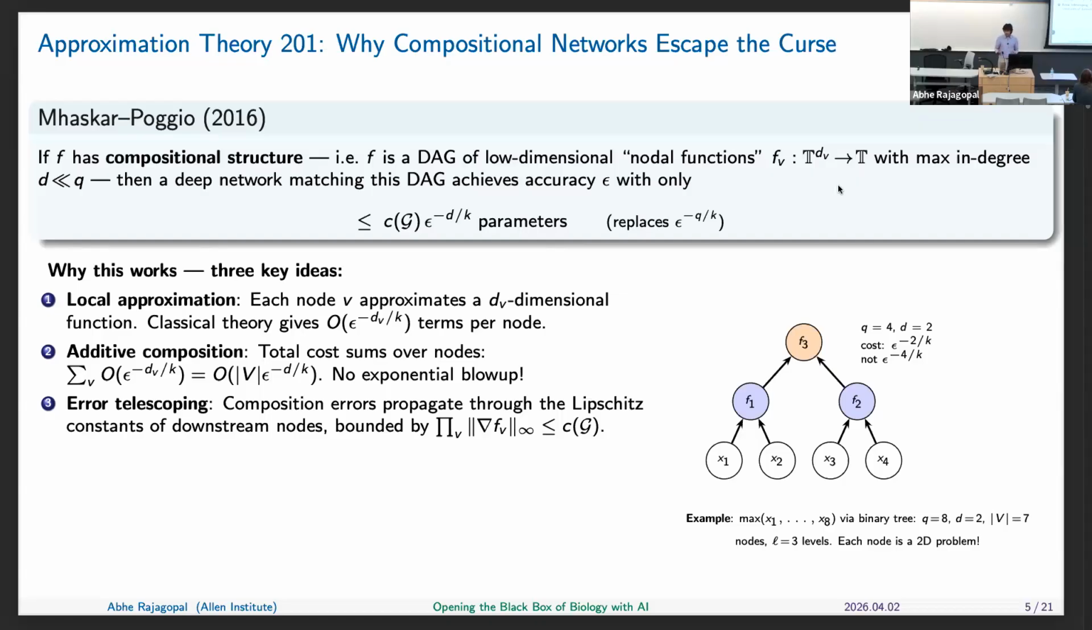And so the way that works, or the crux of that proof or that theorem, is that each of the interior nodes of this directed acyclic graph representing the true function operates on a lower dimensional space. And because of that, through function composition, they can show that you can actually escape this curse in some sense. And so basically the number of parameters you require grows exponentially in d, but based on the nodal degree of the function.